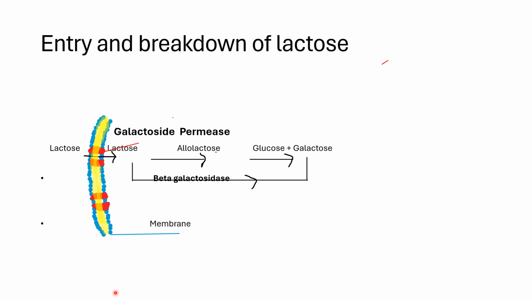This shows the cell membrane of E. coli. Lactose is outside in the medium. First, it will enter into the E. coli cell. For the entry of lactose, galactoside permease is required. Galactoside permease is the transporter protein. After entering into the E. coli cell, lactose breaks down to either allolactose or to glucose and galactose, and for this conversion beta galactosidase is the enzyme. Beta galactosidase is coded for by the gene Z and galactoside permease is coded for by the gene Y.